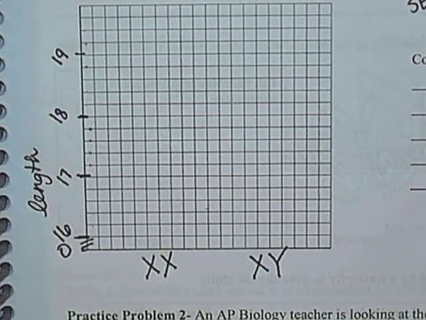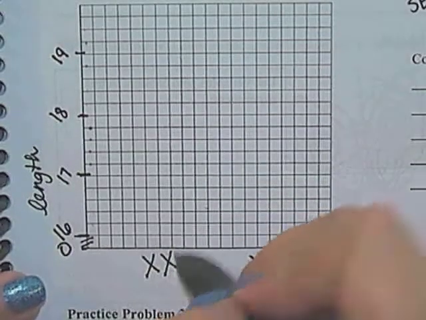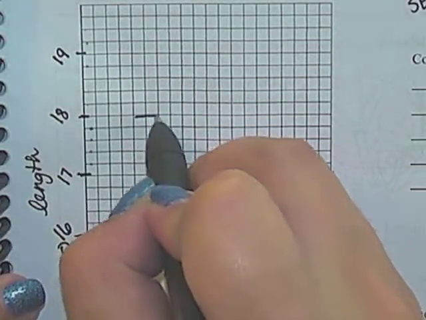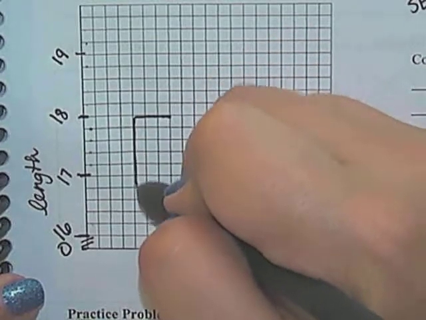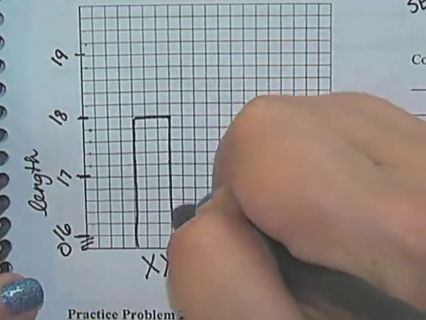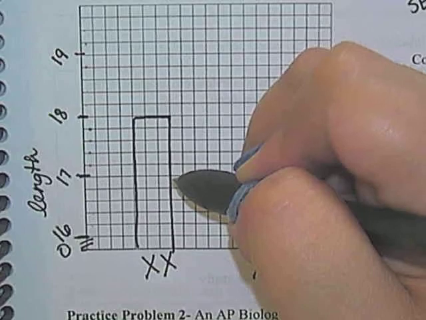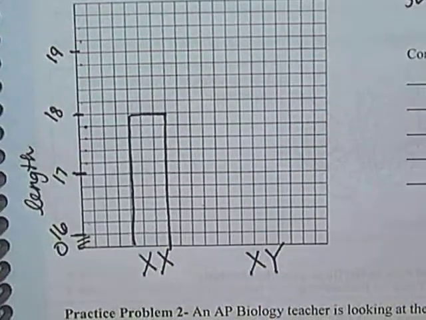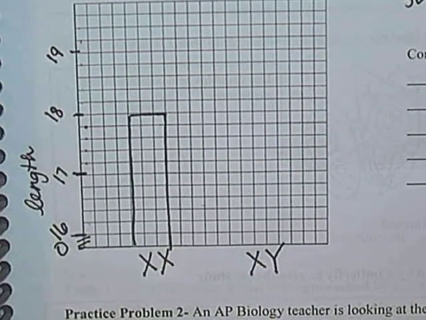So the first thing I'm going to do is go through and draw the female average. Right at 18 centimeters, I'm going to go ahead and draw my bar graph. I am not going to shade in this bar graph, because then when I try to draw the SEM bars, it's not going to show.